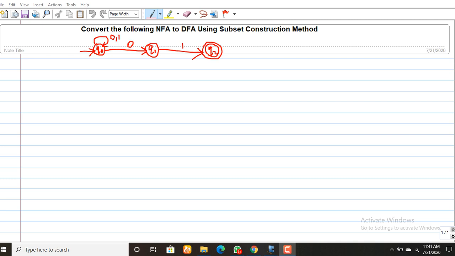In this lecture, let us see one more problem of NFA to DFA conversion using the subset construction method. Okay, so come to the problem. This is your problem statement: convert the following NFA to DFA using the subset construction method.